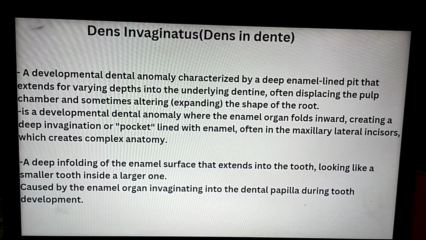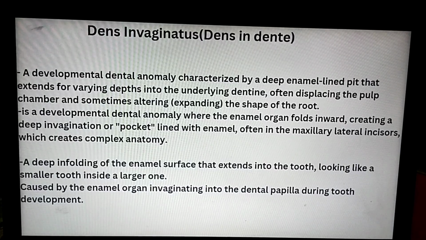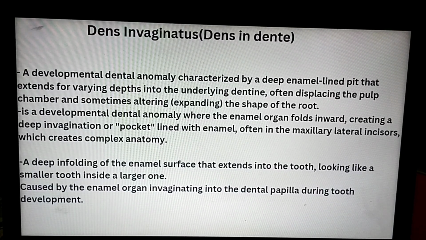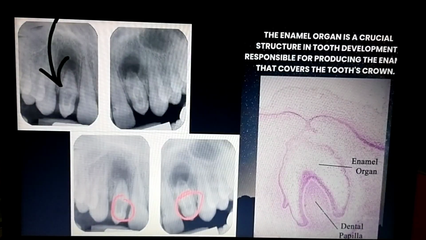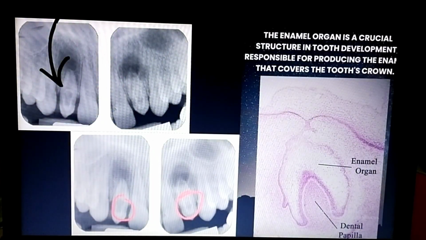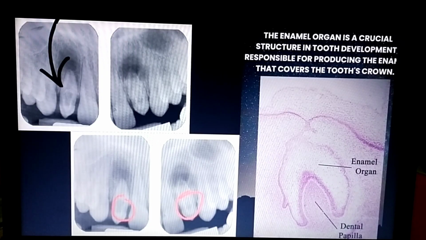From the word invaginatus you can remember this, that there's an infolding of something, alright? Now I'll show you a picture first and then we'll discuss this, because you have to know what is an enamel organ. This is an enamel organ which is also known as dental organ, from which enamel is formed. It is a cellular aggregation over the dental papilla, and from this structure the enamel is formed. Alright? And from the dental papilla we see the formation of dentine.